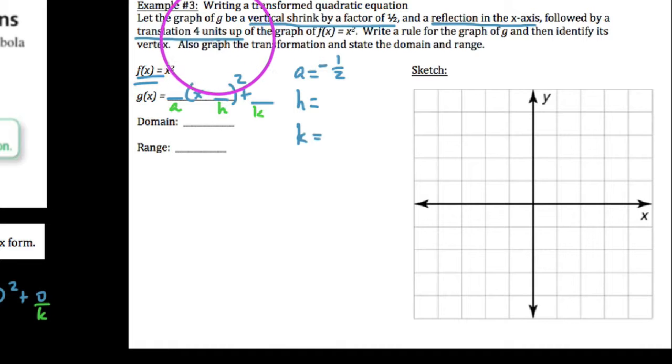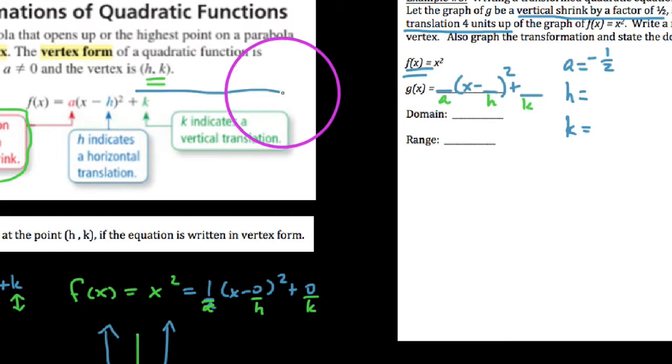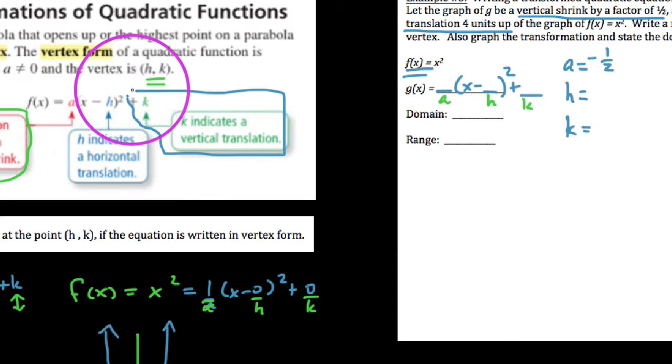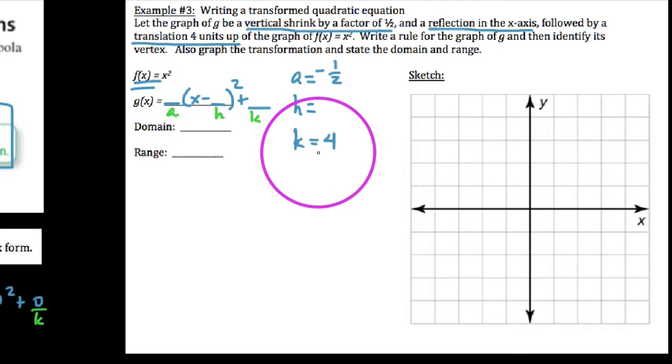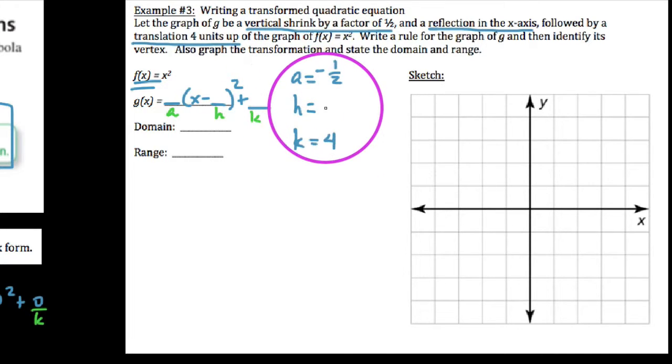In terms of translations, we say 4 units up, and remember, up and down, k is responsible for that, okay, up and down translation. So we say 4 units up. K does not lie. It is indeed a 4. It did not say anything about horizontal translation, so technically the value of h in this instance will be 0.